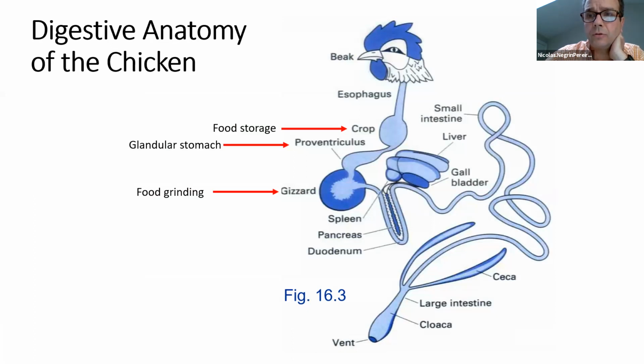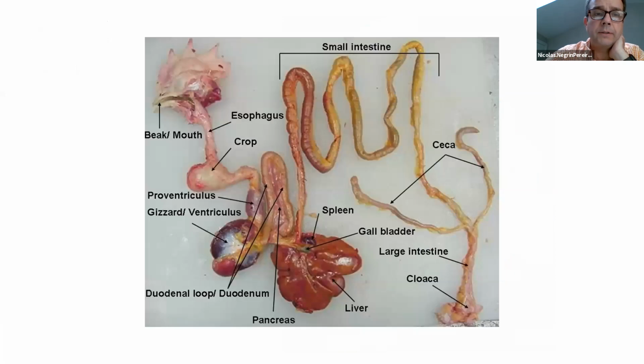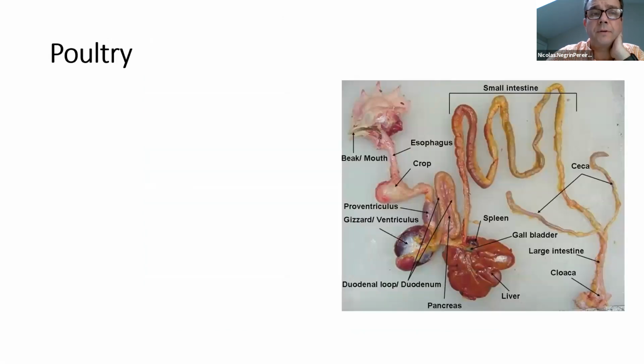And the cloaca is also unique to birds. So we have here in this diagram a dissected gastrointestinal tract of a bird that, in proportion, has quite an important pancreas, and you can see the liver as well. It's kind of important, and the pair of ceca, which is kind of unique.